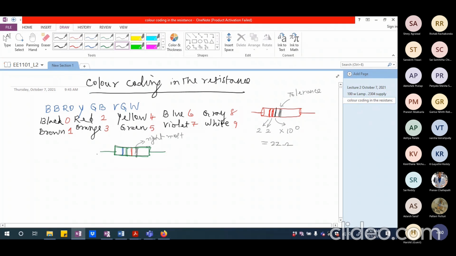Okay. So in this particular case, if we have to calculate this, this blue color corresponds to 6 and green color corresponds to 5, and the tolerance ring comes after this red. There is no other ring in between. So whatever is the ring before the tolerance ring, that will indicate multiplied by 10 power how much. So this red is 2 here. So this is going to be 65 multiplied by 100. So this is 6.5 kilo ohm. That's what this indicates. Is this clear?